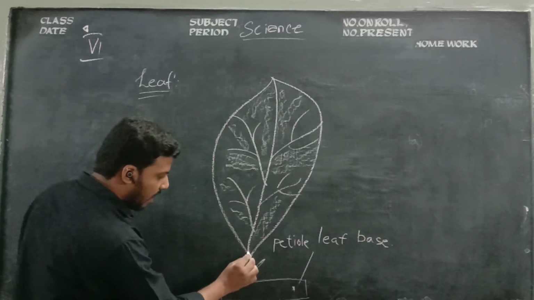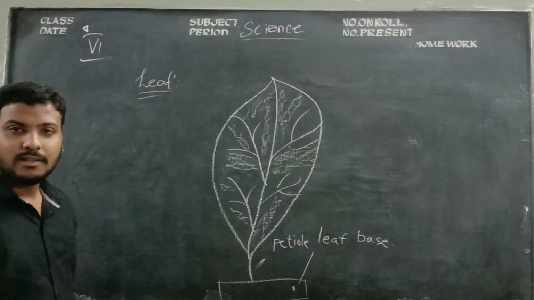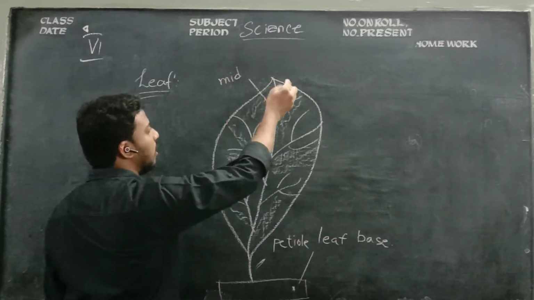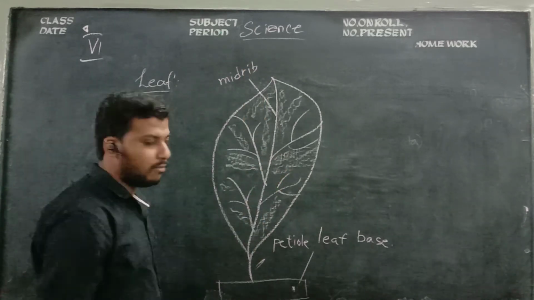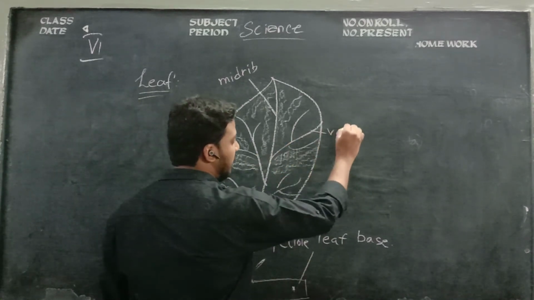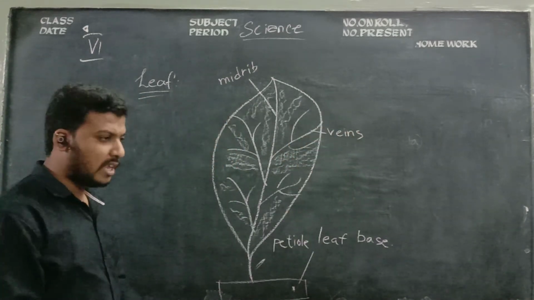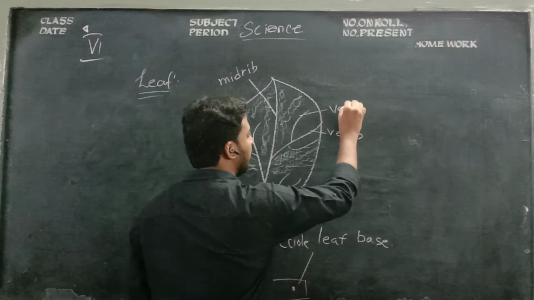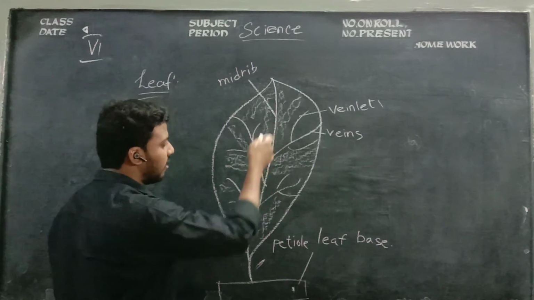After that, one line is passing through the leaf, children. What is this midline? That is nothing but the midrib. What is this thin line passing through the middle of the leaf? That is the midrib, children. Next, from the middle of the midrib, some strands are arising. Those are veins. And from the veins, some additional veins are coming. Those additional veins are called veinlets.